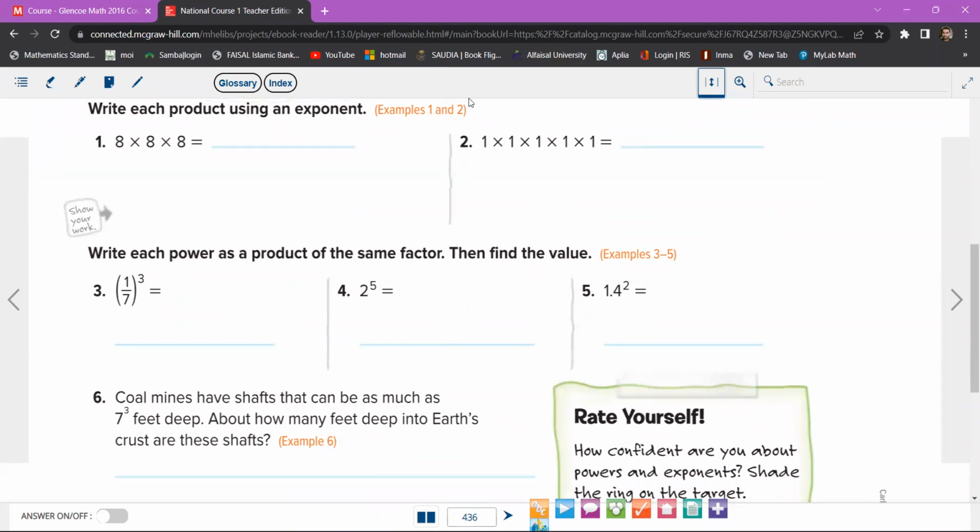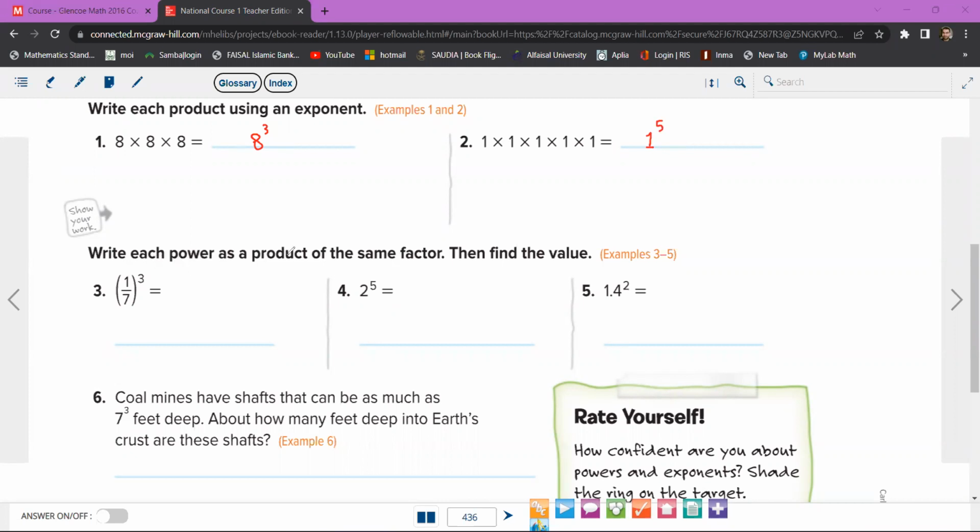Let's solve the guided practice together. You can pause the video to solve them, then come back to check your answer. Now I'm going to show you the right answer. Write each product using an exponent. 8 times 8 times 8, repeated 3 times, so this will be 8 to the power of 3. 1 times 1 times 1 times 1 times 1, repeated 5 times, so this will be 1 to the power of 5.